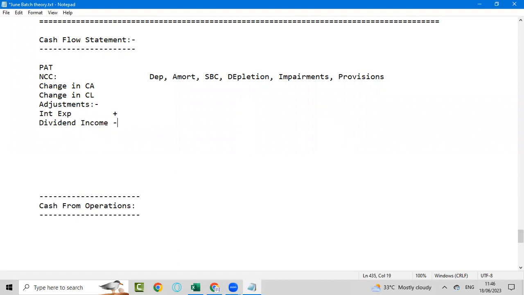Dividend income, we have to deduct it. Right? So why do we actually have to add interest expense? Because interest expense is something which is deducted in the income statement and it is a financing activity. My profit, let's suppose, is 500. This profit came after deduction of depreciation and amortization. So we have to add that 100. Why are we adding? Because it is deducted, but there is no cash outflow. So we are adding it back to calculate the actual cash that we have.